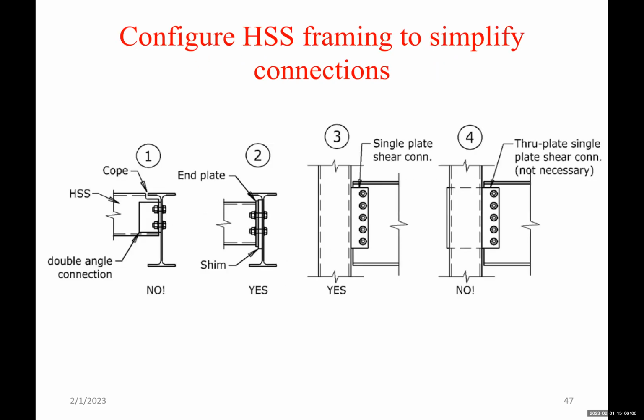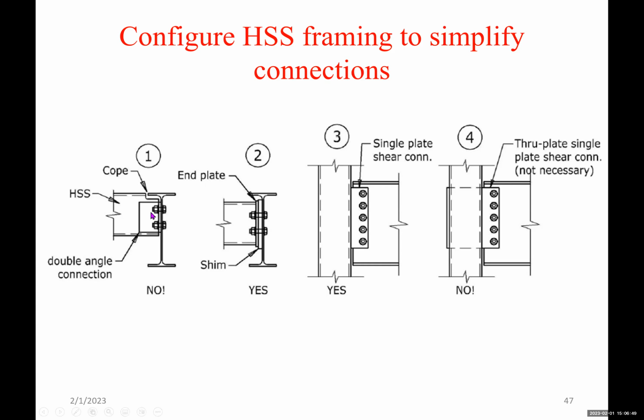Okay, configure HSS framing to simplify connections. HSS sections are tricky in connection design. And also if you cut them, if you cope them like this, they are not like wide flanges. These are cold rolled typically, not hot rolled. So coping these is not typical. So maybe you need to configure the connection and the framing to simplify the connection, as you can see.